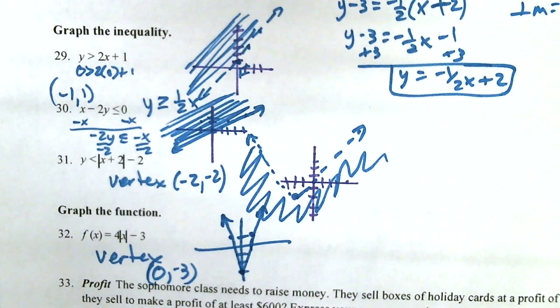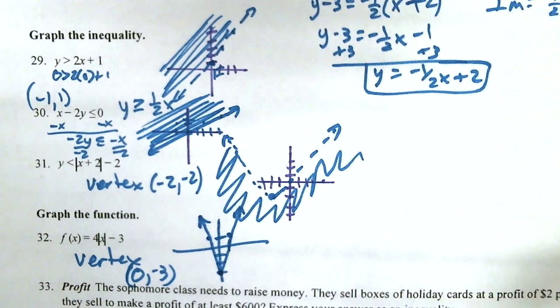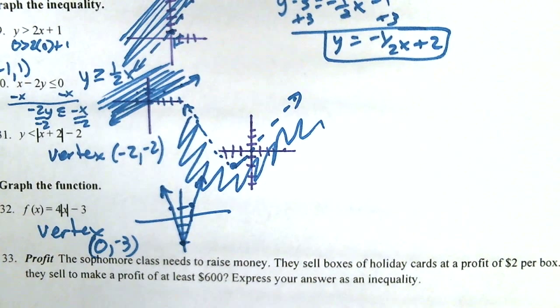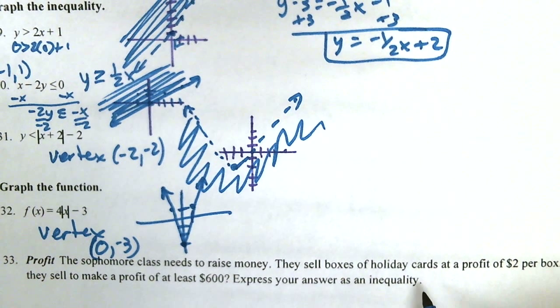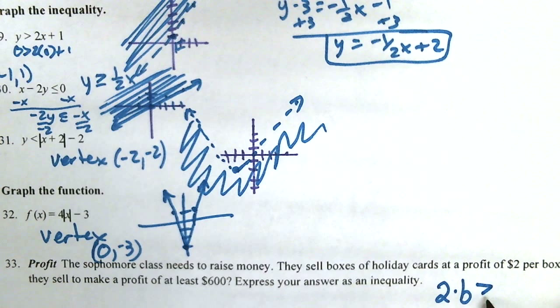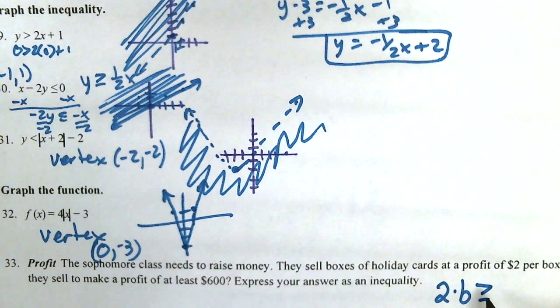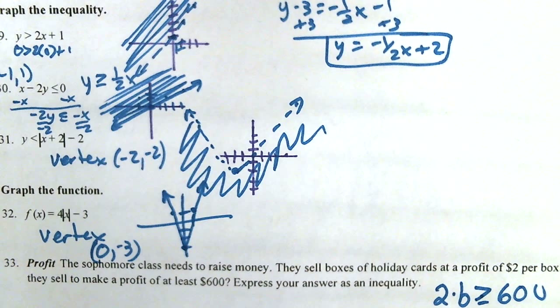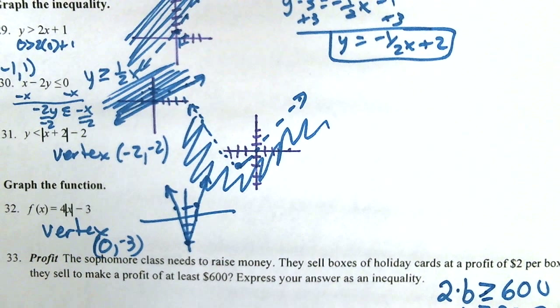Question number 33. The sophomore class needs to raise money. They sell boxes of holiday cards at a profit of $2 per box. So how many boxes must they sell to make a profit of at least $600? Well, our equation, if they make $2 times the number of boxes, and they want that to be greater than or equal to, because at least means greater than or equal to, 600, they would need to sell at least 300 boxes of cards.